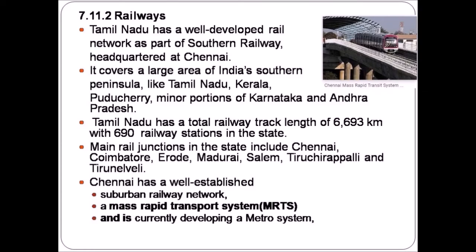The main rail junctions in the state are Chennai, Coimbatore, Erode, Madurai, Salem, Tiruchirappalli and Tirunelveli. A junction is a place at which two or more railroads converge or diverge. Chennai has a well-established suburban railway network, a mass rapid transport system, and a metro system. A suburban railway network means it is a passenger rail transport service that primarily operates within a metropolitan area.